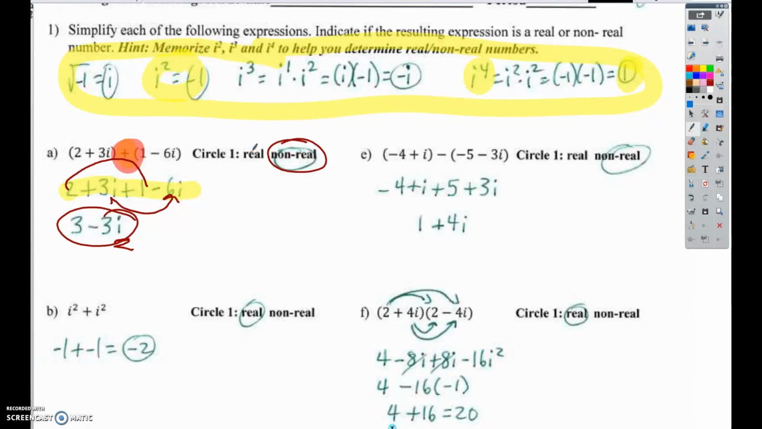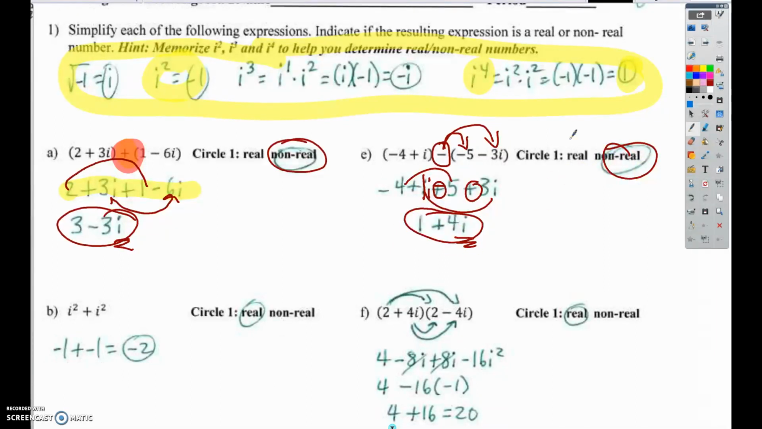Letter E, skipping over to the right. I do have a negative sign in the middle, which is the indication to change all the signs in the expression behind it. So negative 5 becomes positive 5. Negative 3i becomes positive 3i. And again, I'm going to combine like terms. Remember with the i, where you don't see a coefficient, it is going to be 1i. So 1i plus 3i is 4i, and 5 minus 4 is 1. Final answer also has an i, non-real solution.